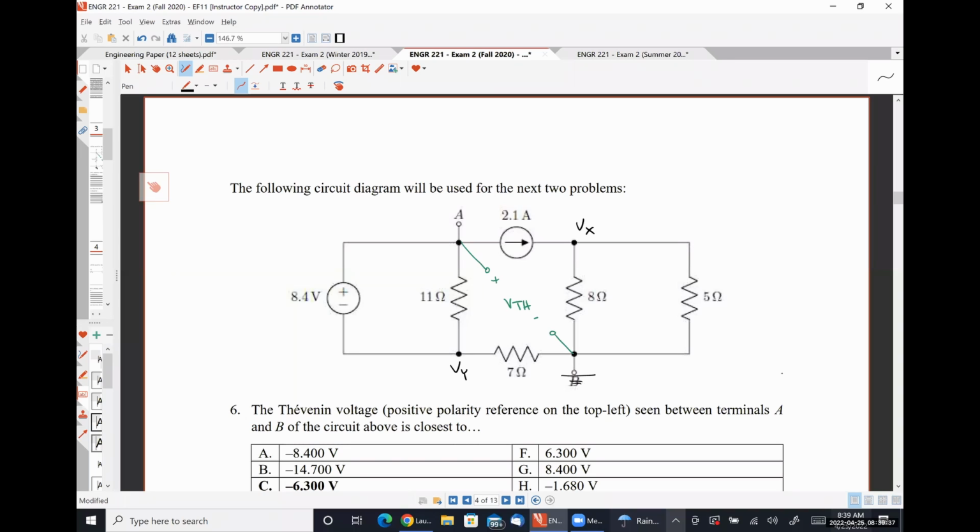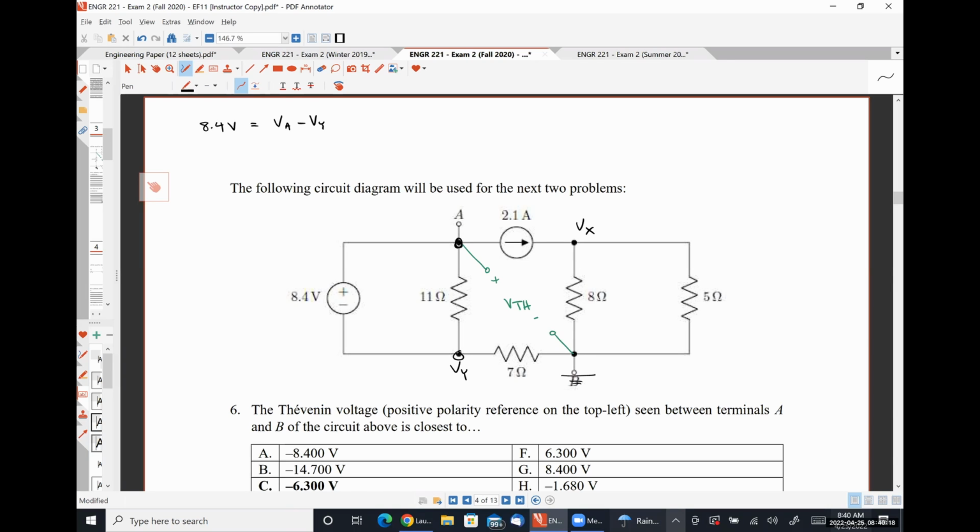All right, so going through the nodal analysis steps, we've identified our nodes, we've labeled, we've selected our reference, we've labeled our nodal voltages. We don't have any dependent sources, so we don't need to do a relationship for controlling variables. We do have a voltage source, so we're going to have a voltage relationship equation. So I'm going to say that 8.4 volts is equal to VA minus VY, because it's the nodal voltage associated with the positive polarity terminal of the voltage source minus the nodal voltage associated with the negative polarity terminal of the voltage source.